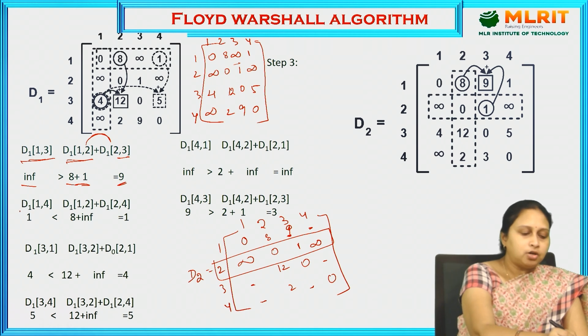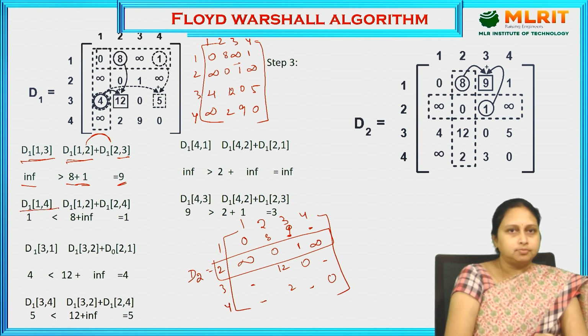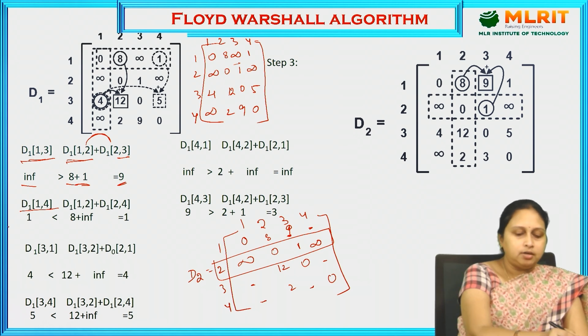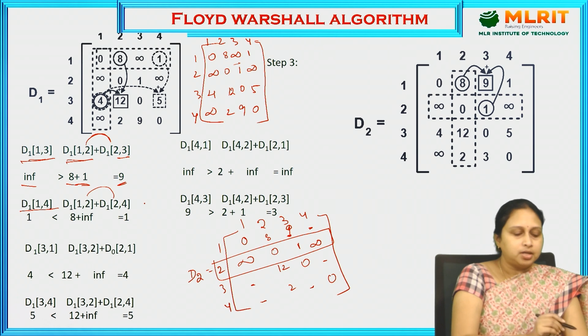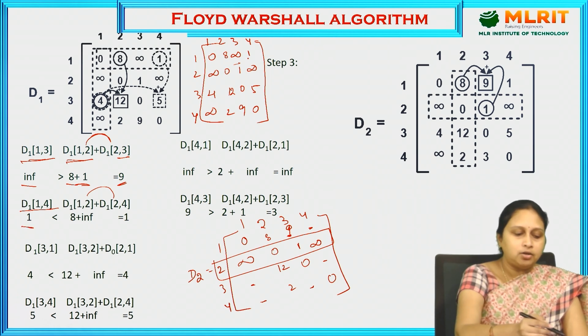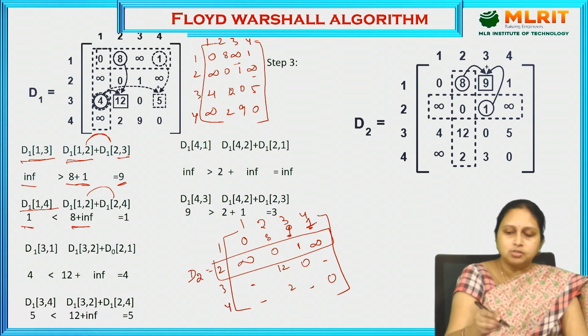Right. Next, D1 of 1, 4 we need to find. What is the D1 of 1, 4 value? D1 of 1, 4 is nothing but we need to take 2 as the middle one. So 1, 2 and 2, 4. Okay. What is the 1, 4 value? 1, 4 value is 1, less than D1 of 1, 2 value. 1, 2 value is 8 plus 2, 4 value is nothing but infinity. So we are going to get 8 plus infinity, which is a larger value. 1 is less than infinity. So I am going to get the value as 1.